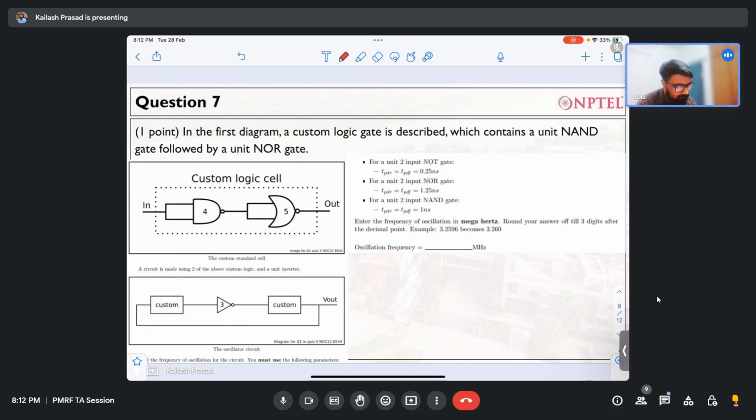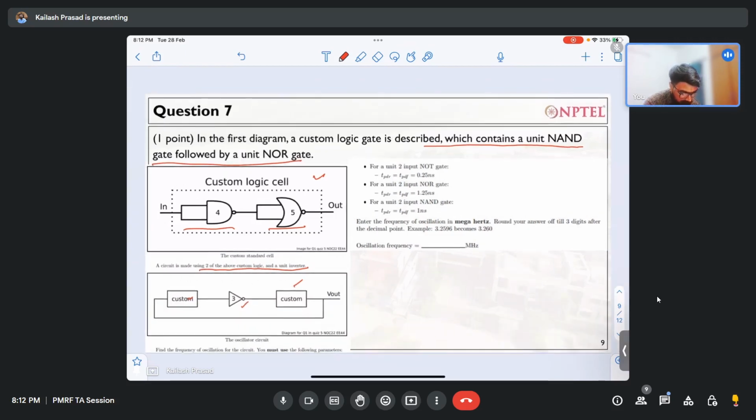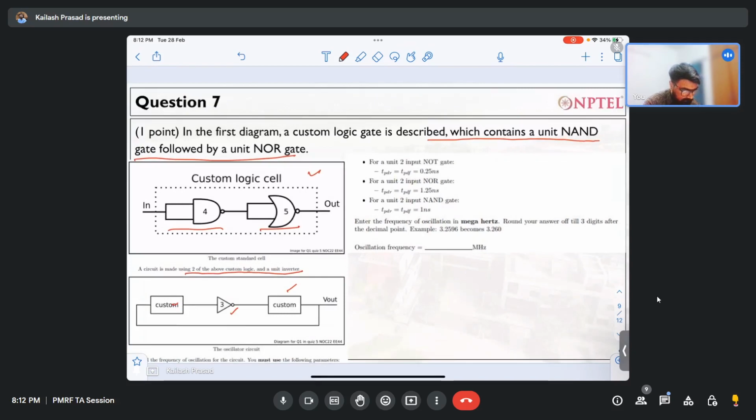The question here is, in the first diagram, a custom logic gate is described, which contains a unit NAND gate followed by a NOR gate. A circuit is made using two of the above custom logic cells and a unit inverter. This custom logic cell is here, and there is a unit inverter over here.